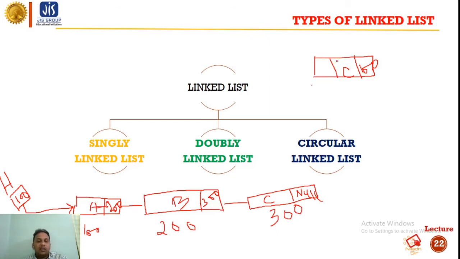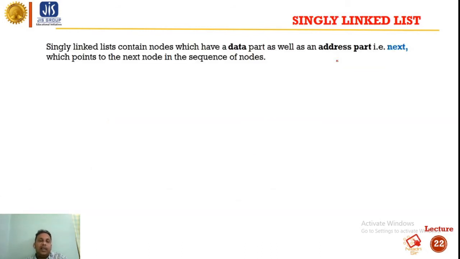So I think you are now quite able to understand why single linked list, why double linked list, and why circular linked list. So what is a single linked list? Basically, a single linked list contains nodes which have a data part as well as an address part, that is next, which points to the next node in the sequence of nodes.